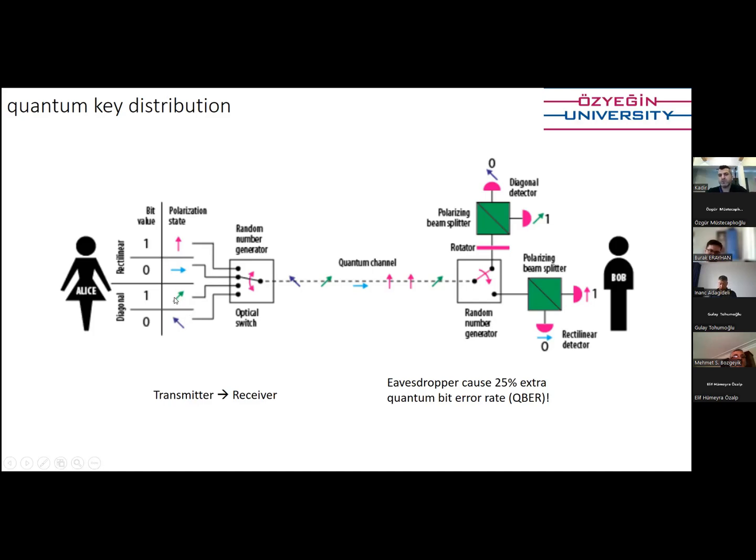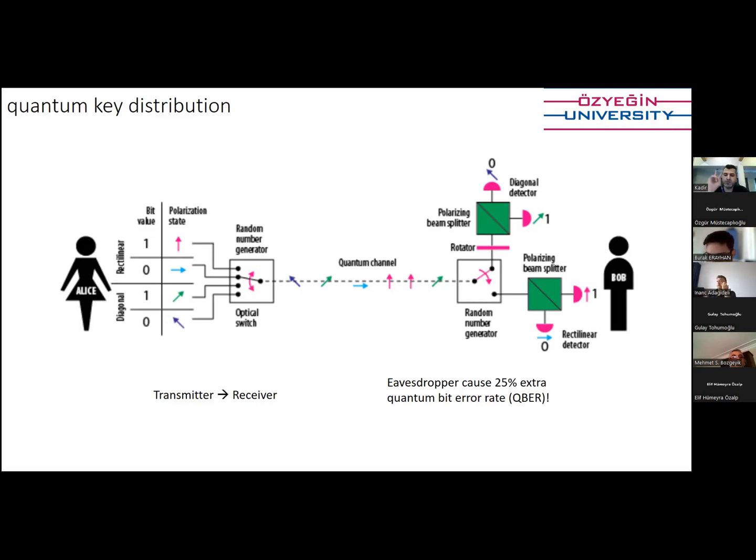And for this, you need to define reference systems, right? For example, for vertical and horizontal, you just use the orthogonal or rectilinear reference system. We call it a basis. You use the rectilinear basis, and you call horizontal 0 and vertical 1. And then you have the diagonal states. You just shift it by 45 degrees. Now you have this reference system, and in this one, minus 45 is 0, and plus 45 is 1.